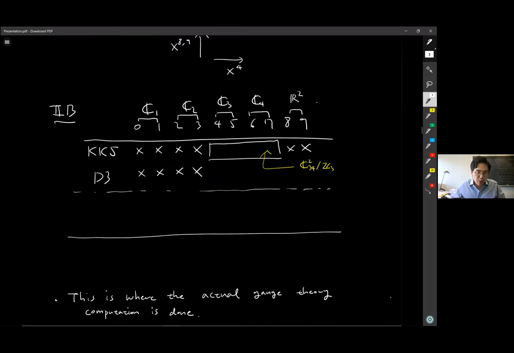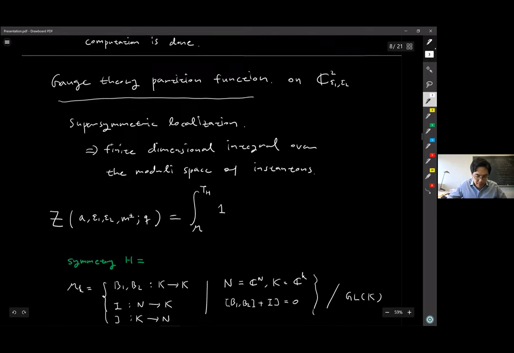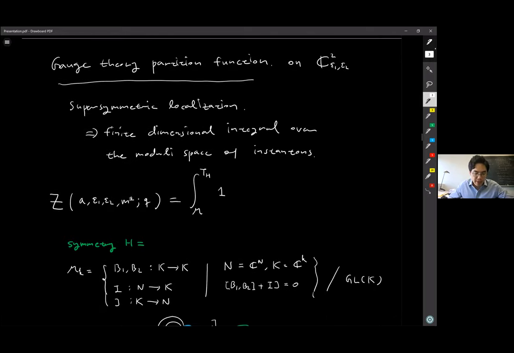So, the reason why I'm introducing this type 2B picture is that I will add additional structures that engineer surface defects in the 4D perspective. But before going to that, the quantity that we are really computing in the gauge theory side is a partition function on the omega background. So the supersymmetric localization localizes the path integral into a finite dimensional integral over the moduli space of instantons. So the partition function Z depends on various parameters that I will explain in a minute. It localizes onto the moduli space of instantons.